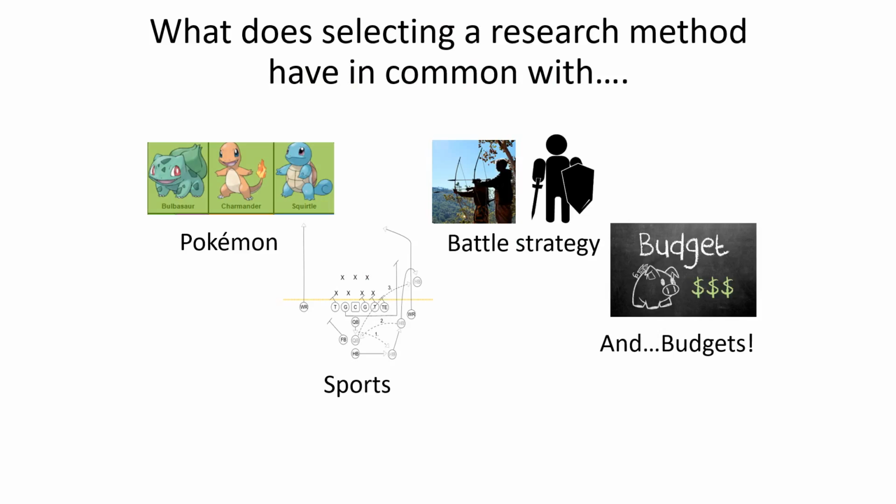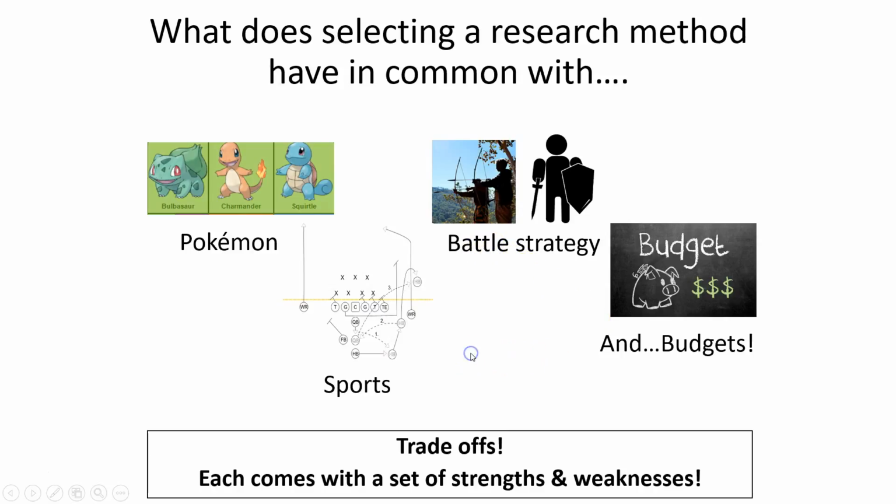So let's take a step back. What does selecting a research method have in common with Pokemon, sports, battle strategy, and budgets? Got an answer? Well, hopefully it might be something along the lines of trade-offs. Each comes with a set of strengths and weaknesses, and you only have so much time and money to commit. You also need to commit before you fully know what's happening, those conditions of uncertainty.